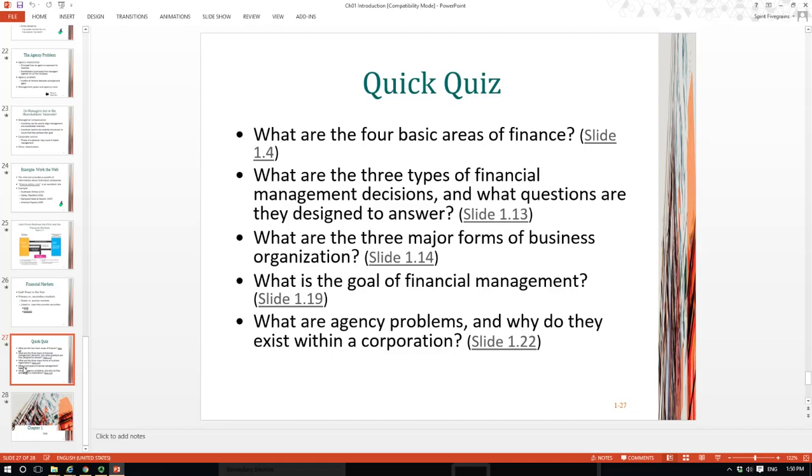Last one. What are agency problems and why do they exist within a corporation? Well, agency problems and agency costs are caused by the conflict of interest between managers and shareholders, because everybody is selfish. A manager will not automatically serve shareholders' interests. And there are several mechanisms that help mitigate that agency problem and minimize agency costs by aligning managers' interests with shareholders'. Any questions?